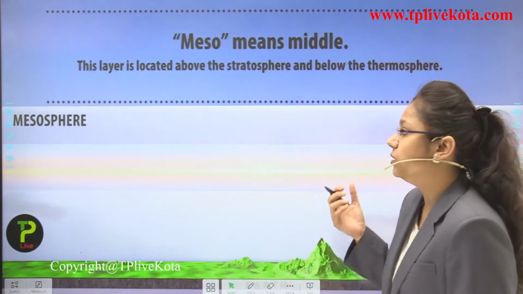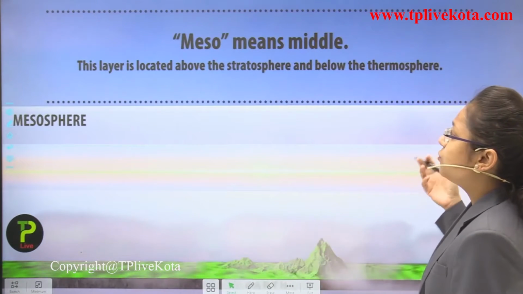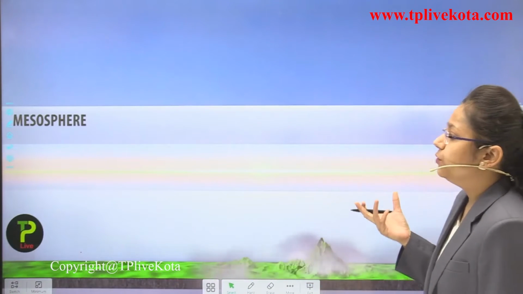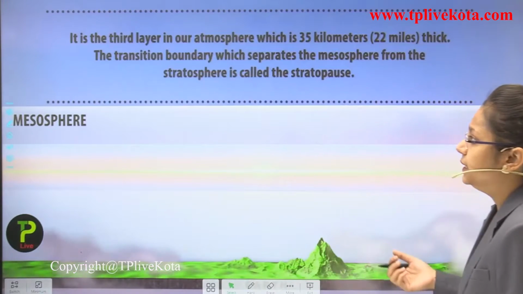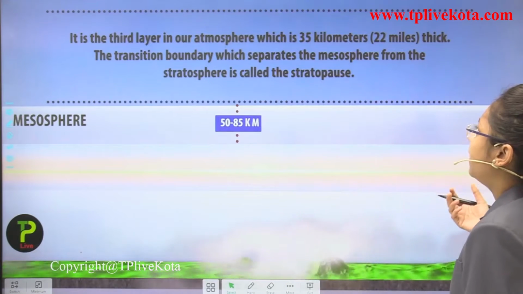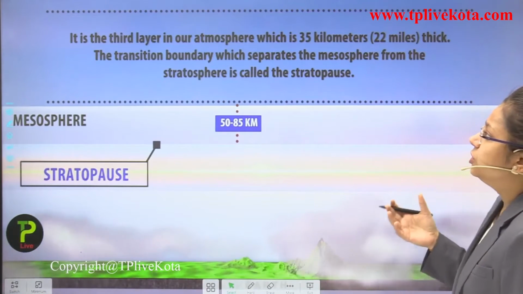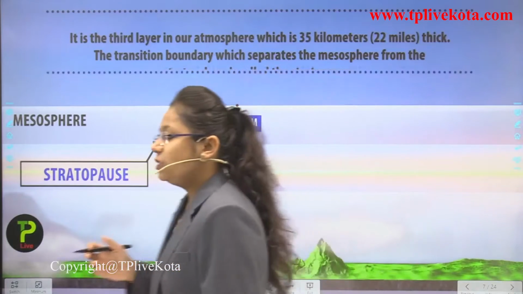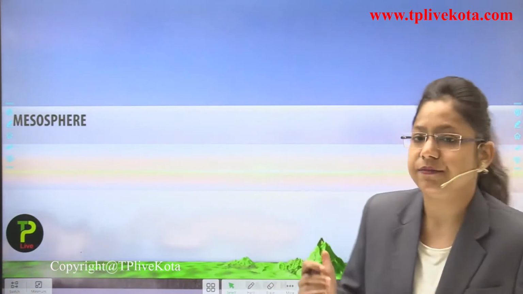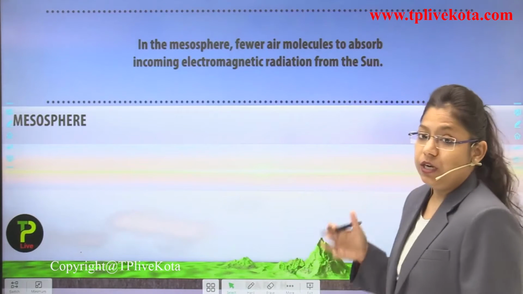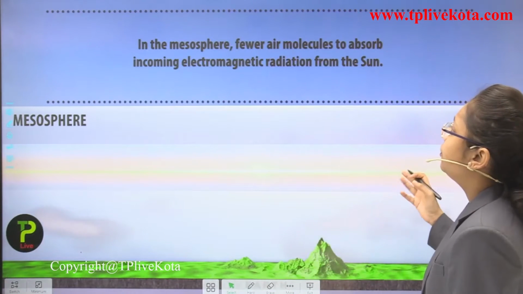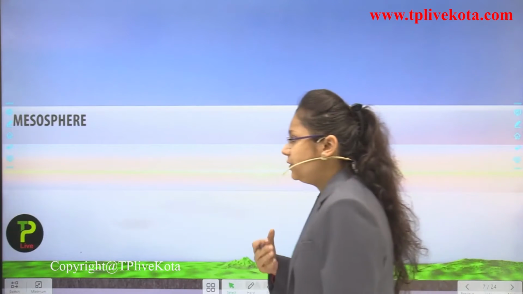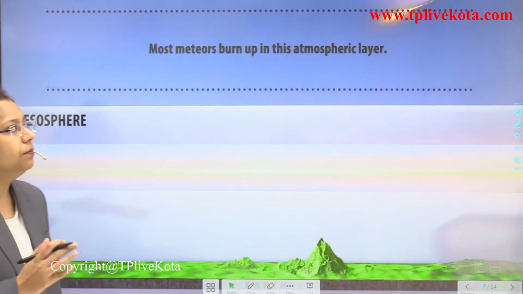Now we are going to study the third layer, which is known as what? Mesosphere. So meso means what? Middle. This layer is located above the stratosphere and below the thermosphere. Okay, now we are going to study the mesosphere more deeply, students. It is the third layer in our atmosphere which is 35 kilometers, that is 22 miles, thick. The transition boundary which separates the mesosphere from the stratosphere is called the stratopause. Okay, it is just the transition boundary which separates the two, and which is known as what? Stratopause. In the mesosphere, there are fewer air molecules to absorb incoming electromagnetic radiation from the sun. So electromagnetic radiation which is entering the Earth's surface is absorbed by the mesosphere layer.